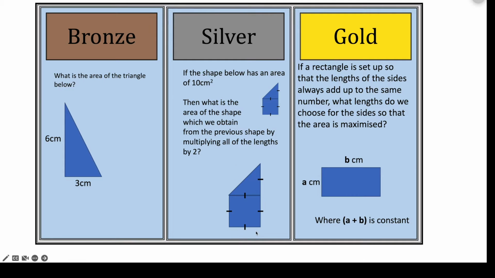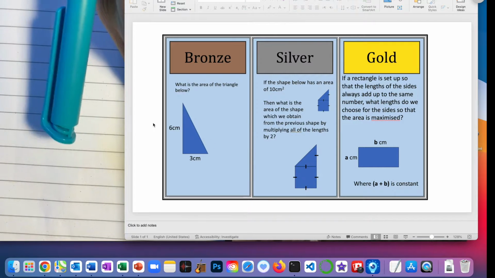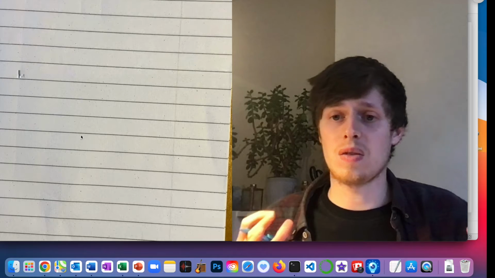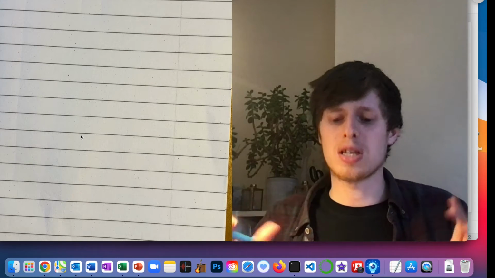So this length here is actually this length, and then another one of those lengths, and then this length here is timesed by 2 to become this length, and this length we got from this length by timesing it by 2, and even this one we get from timesing this length by 2. So basically what we have is all of the lengths have been multiplied by 2. Okay, it's been stretched by 2.